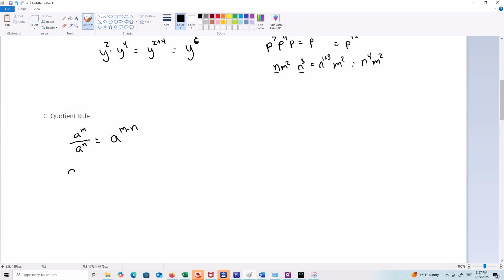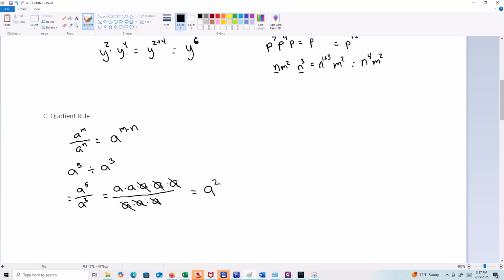If you had a to the 5th divided by a to the 3rd, that would equal a times a times a times a times a divided by a times a times a. And then those 3 a's on the bottom would cancel out 3 a's on the top, and I'd be left with a squared.